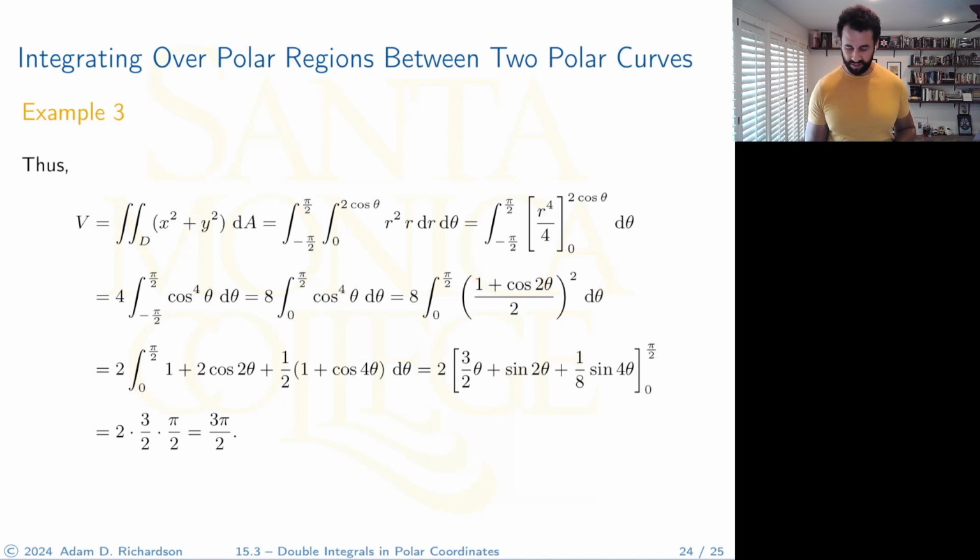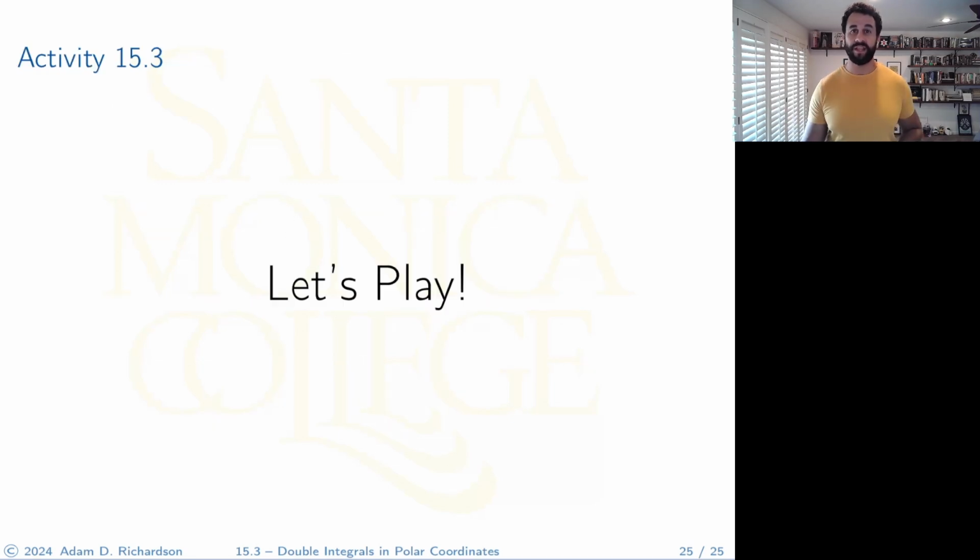Power reducing formula again after you FOIL everything out. Then again, you've only got stuff in terms of theta, FTC2, simplify, massage, combine like terms, and you get 3 pi over 2. Nice, cool stuff.